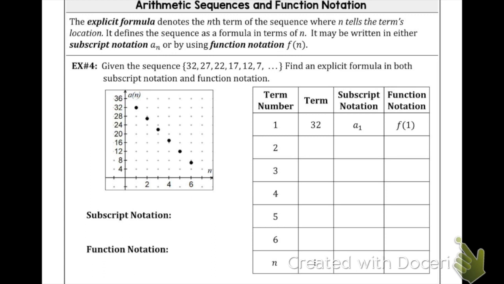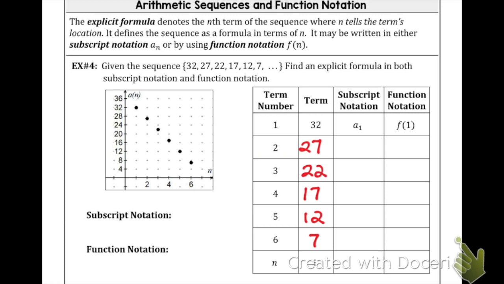So here we're given a sequence of 32, 27, 22, 17, 12, and 7. We want to find an explicit formula in both subscript notation and function notation. So looking at our ordered pairs, at x equaling 1, my output's at 32. At 2, I'm going to estimate that to be around 27. At 3, I'm going to put it around 22. At 4, my output's around 17. At 5, I'm going to say 12. At 6, I'm going to say 7.